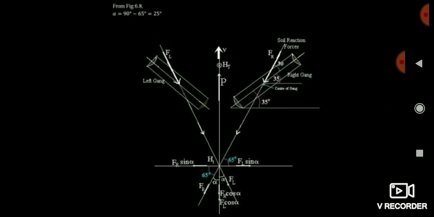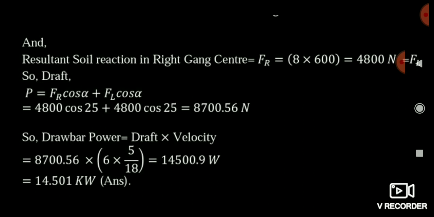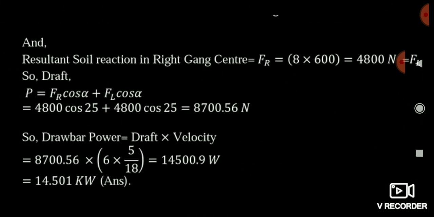But friends, all of you know that alpha is nothing but the angle with the vertical. So 90 minus 65 is our alpha. You can see here I have calculated alpha is equal to 90 minus 65 is equal to 25 degree. So Fr cos alpha plus Fl cos alpha, add both, you can get the pull. Pull is nothing but 8700.56 Newton. Friends, after this, the velocity is given, that is 6 kilometer per hour. So 6 into 5 by 18 multiplied by draft is equal to the answer, that is 14.501 kilowatt.